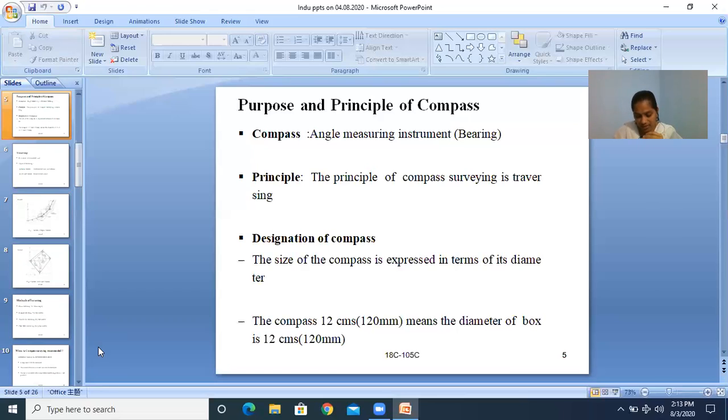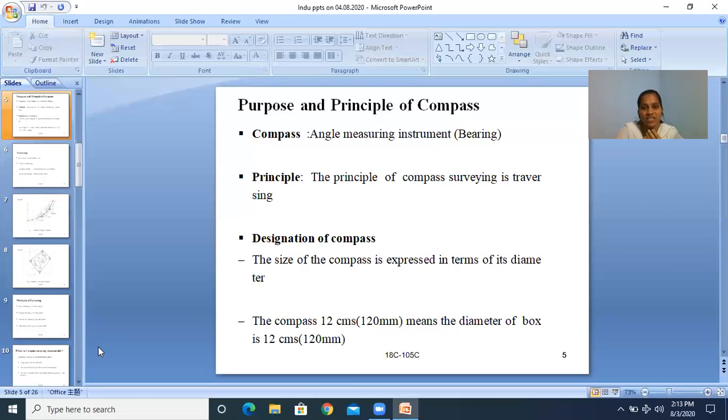When the surveying is to be completed quickly, we need compass surveying. When the area to be surveyed is long and narrow, for example roads, railways, streams, then using compass surveying, we can quickly find out these narrow places. Okay, so those are the purposes of compass surveying.